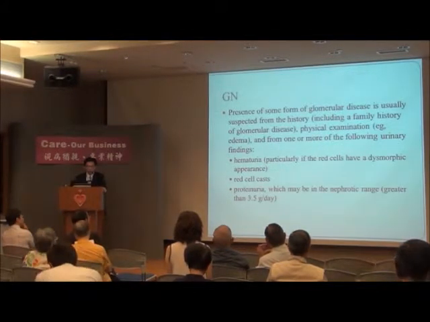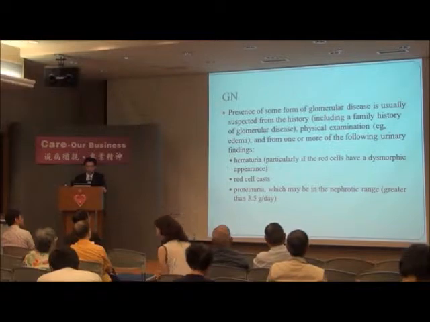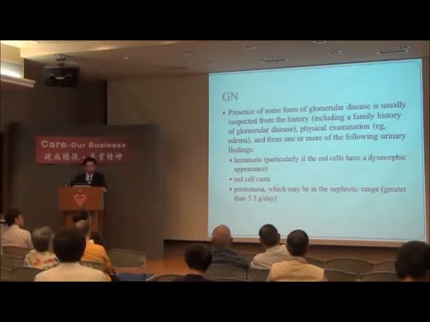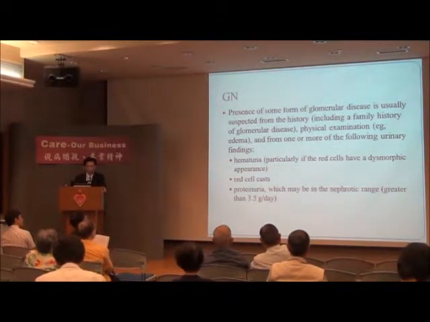So for GN itself, the presence of some glomerular disease is usually suspected from history, like family history of glomerular disease, physical examination, and from one or more of the following urine findings, like hematuria, particularly if the red cells have a dysmorphic appearance, or red cell casts, or proteinuria, which may be in the nephrotic range, more than 3.5 grams per day.